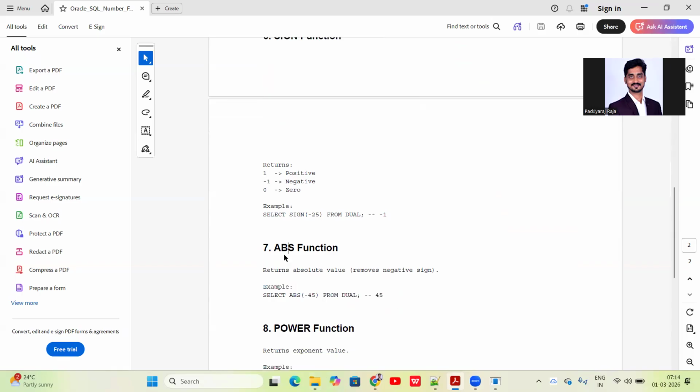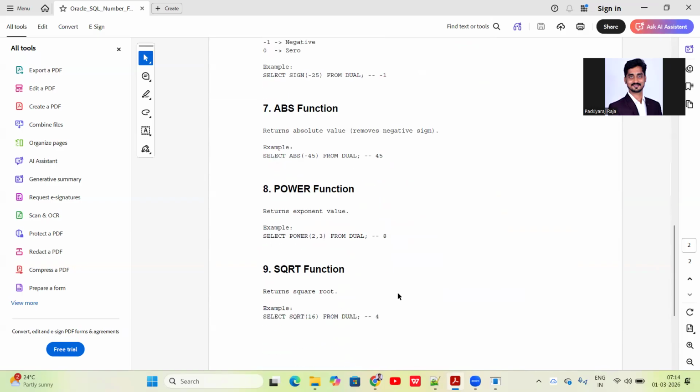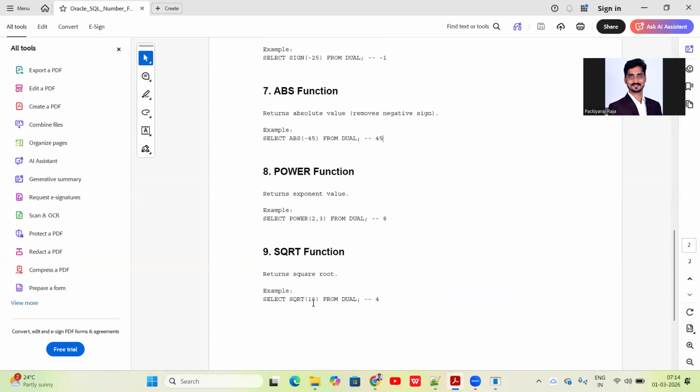Then there is the absolute function. It will ignore the sign. Whatever the sign is, it gives the absolute value, a positive number. Power: we can use power and pass the parameters, and it will give the power value. Square root: if you want the square root of a particular number, you can give the number in square root. While doing mathematical calculations, you can use these functions and achieve it directly.